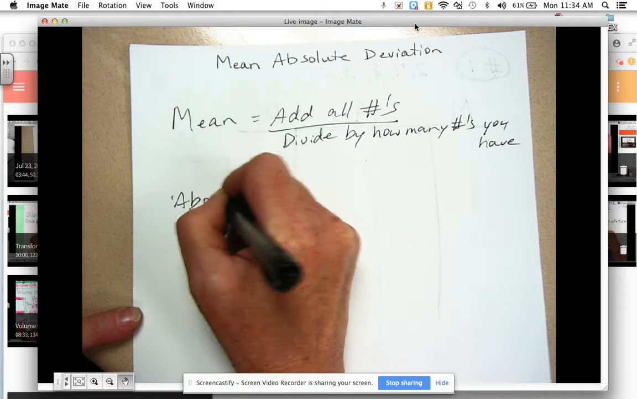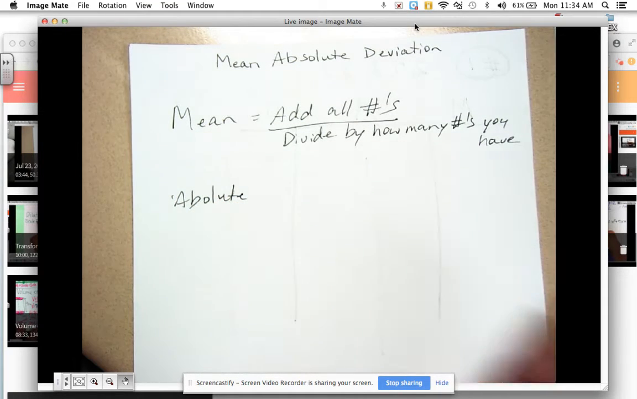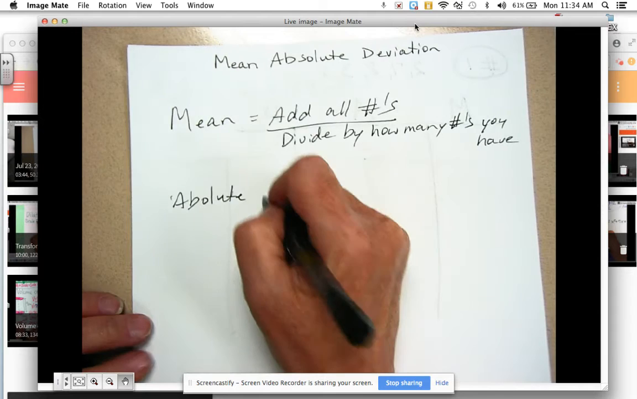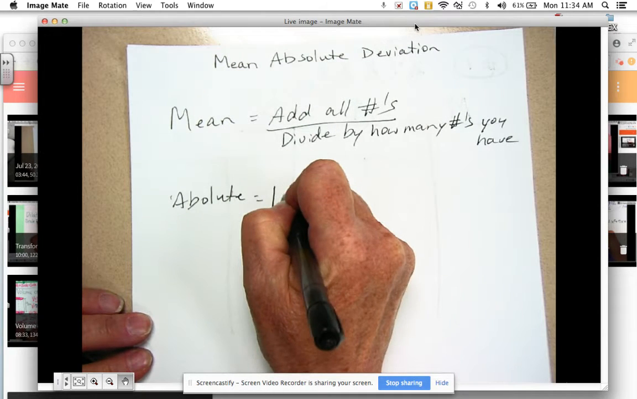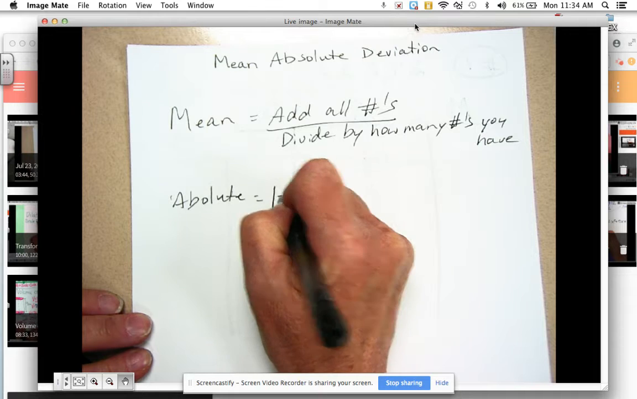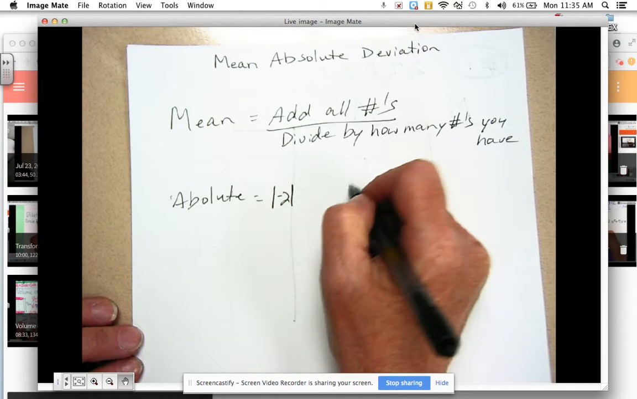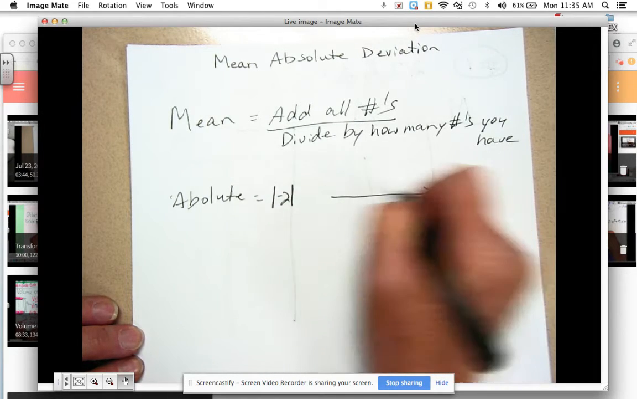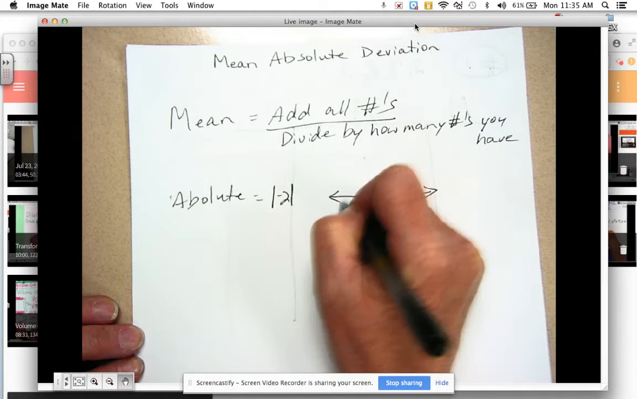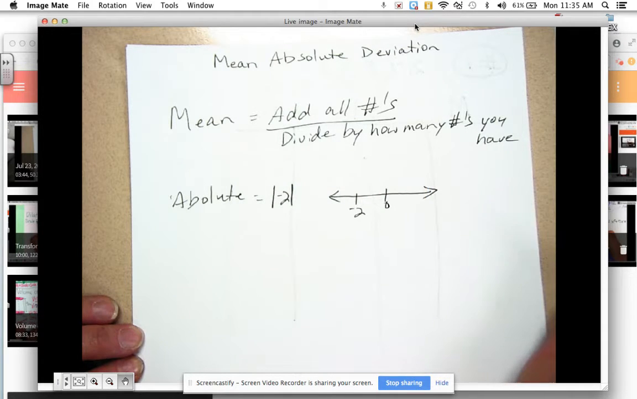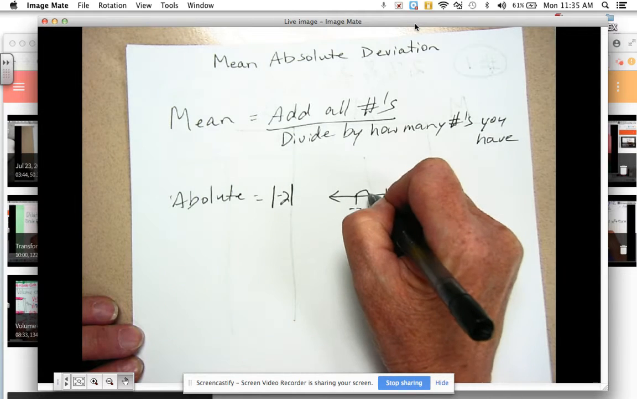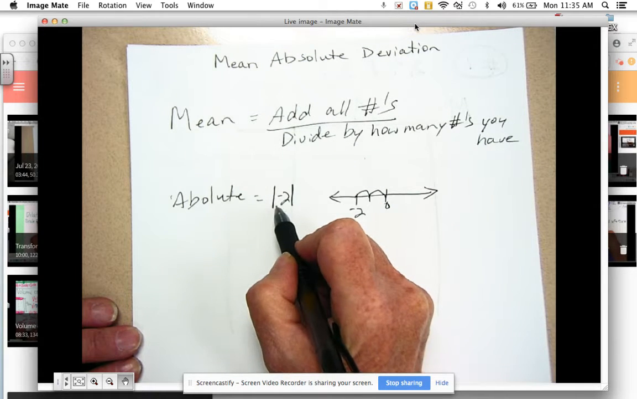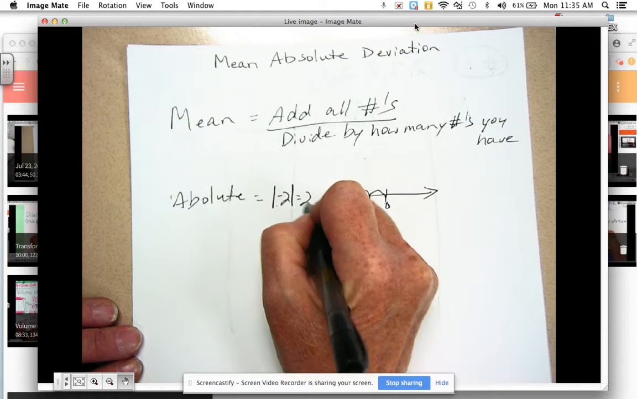Absolute, something that might be new to you. Absolute value, the symbols you might see are like this. If I said the absolute value of -2, that just means the distance from 0. So if we got a number line and I put a -2 here, what would that mean? The distance from -2 to 0: 1, 2. So the absolute value of -2 is actually 2.